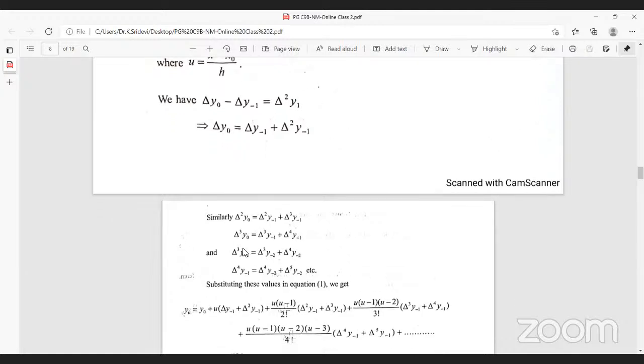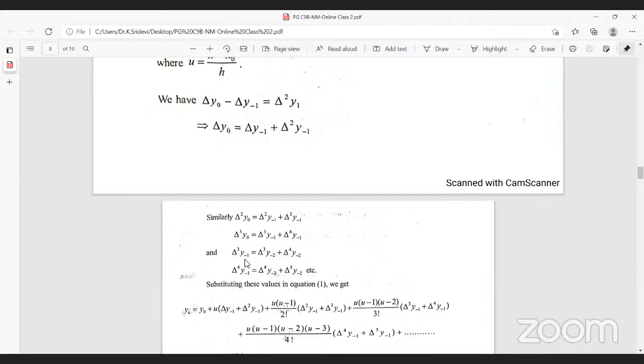Next from the table, you can take this expression to get this one. The same order is this, and here y naught is there, here y minus 1 is there. If you apply the same expression, delta cube y naught equal to delta cube y minus 1. What is the next preceding value? Minus 1 is the preceding value of 0. Okay, here the preceding value of minus 1 is minus 2. So this will come like this.